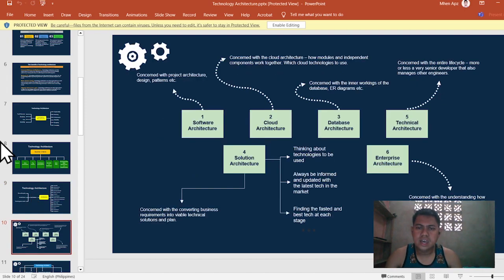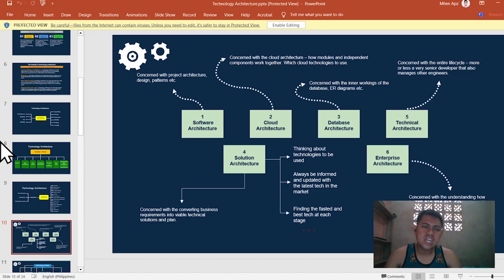We have the classification of architecture. We have the software architecture, the cloud architecture, the database architecture, the technical architecture, the solution architecture, and we have also the enterprise architecture.